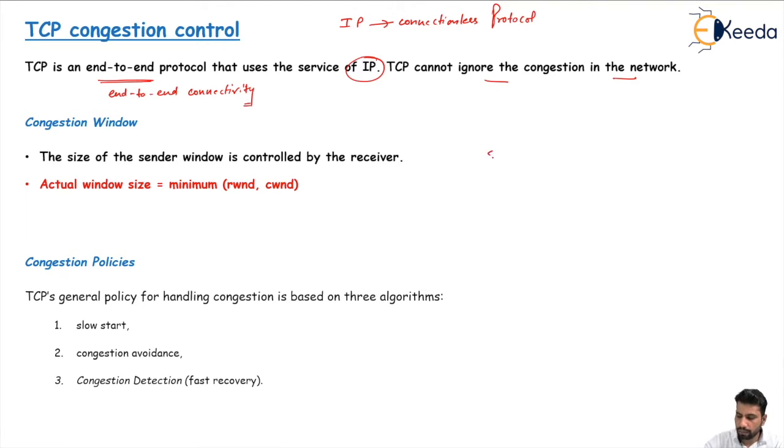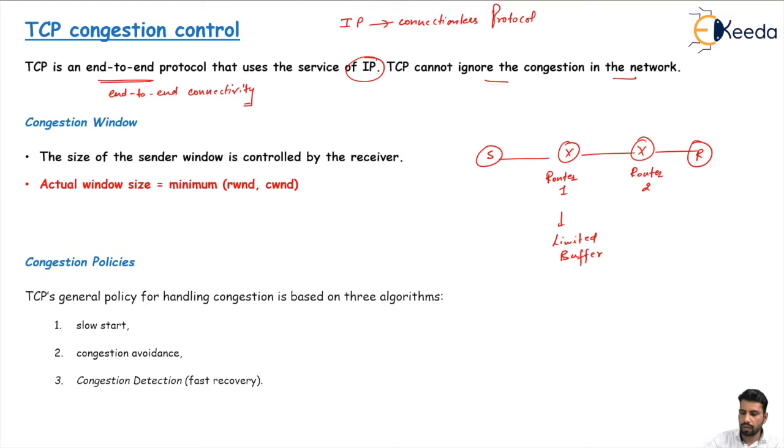Like here, this is our sender and this is our receiver, and between them we have two routers, router 1 and router 2, connected through these routers. Routers have a limited buffer size, and these routers may also be connected to some other different networks. The packets are coming from all the networks.